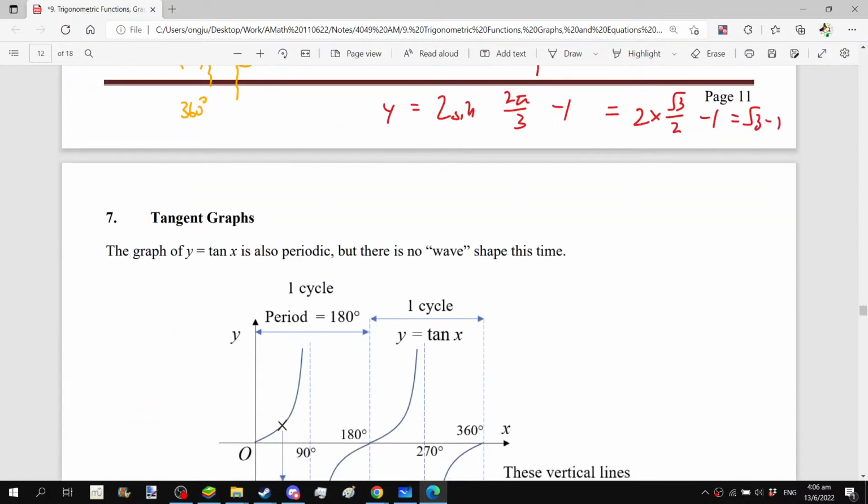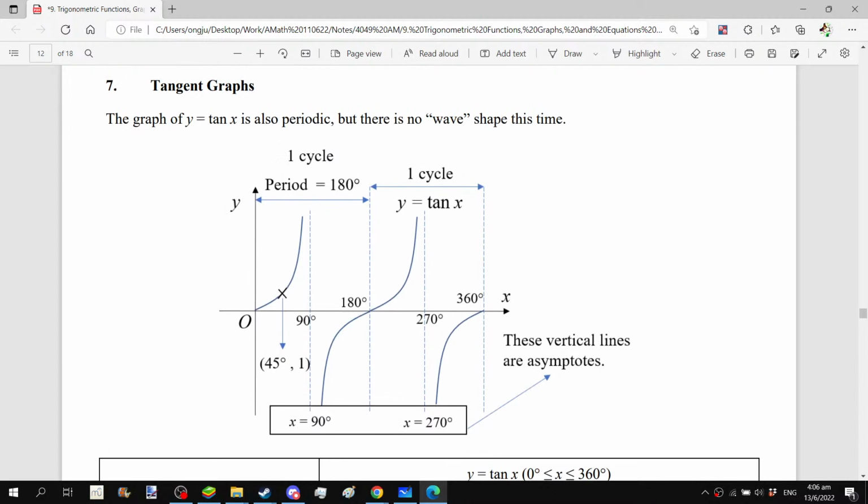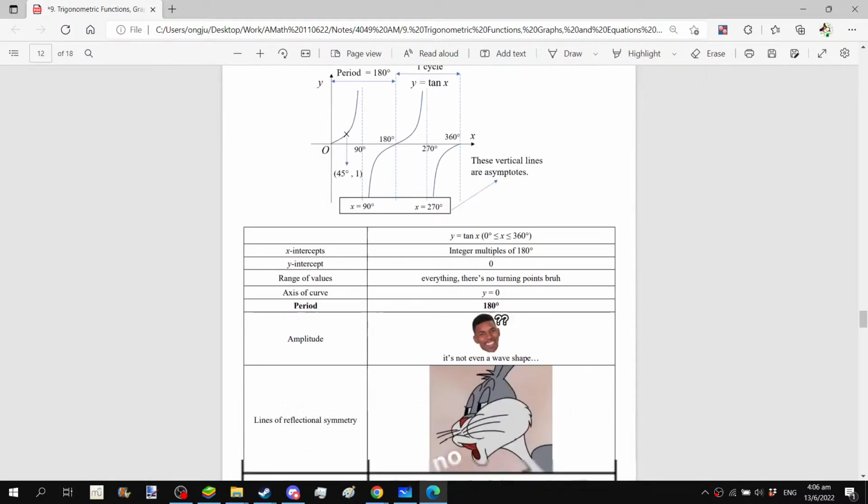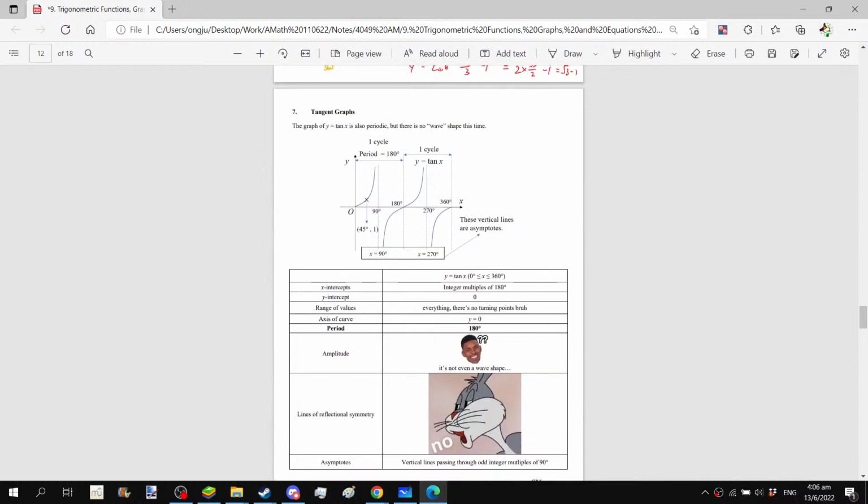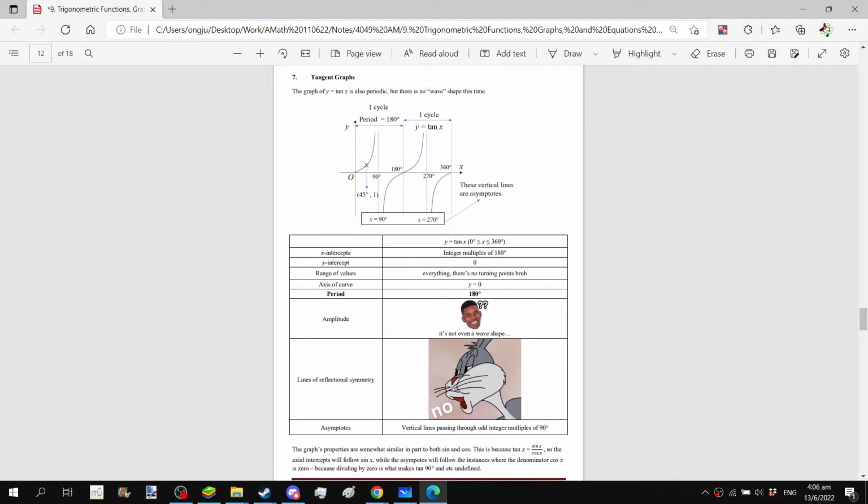Aside from your sine and cosine graphs, there is one last thing known as the tangent graph. Now this is particularly disastrous and it looks ugly, I'll say that. Fortunately, even though it looks ugly, the actual details itself are quite straightforward. So I will leave you to look at this for a few moments.